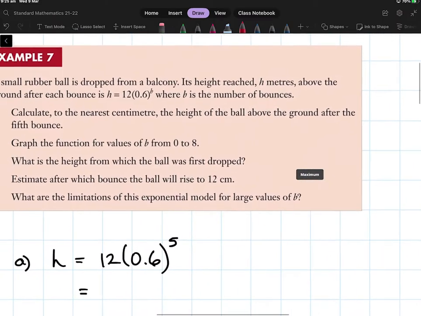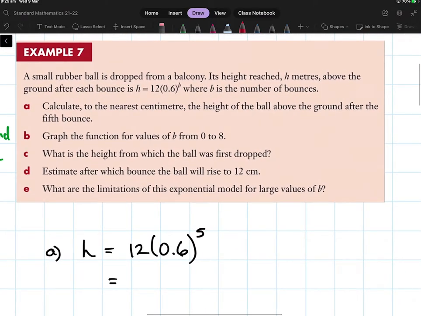So running through a quick example on that. Example 7: a small rubber ball is dropped from the balcony, h meters above the ground. After each bounce, its height can be modelled using the formula: the height is 12 times 0.6 to the power of b, where b is the number of bounces. So a couple of things are going to give away that this is exponential decay.